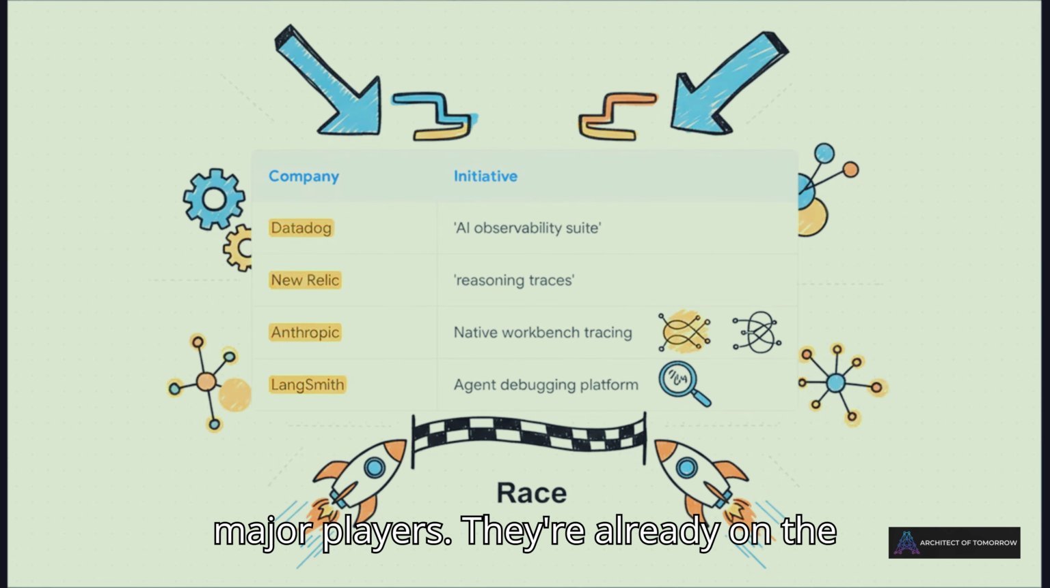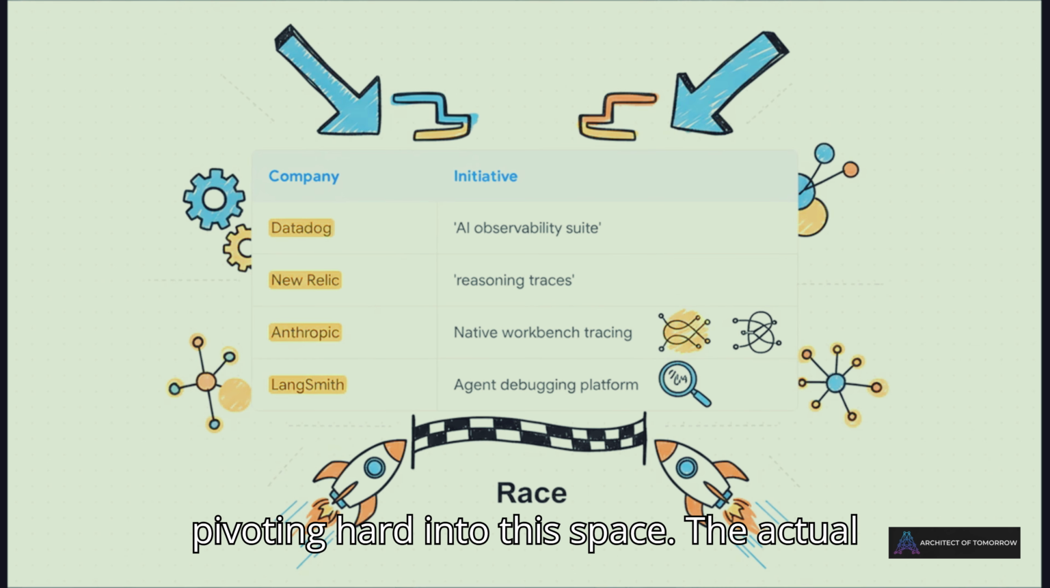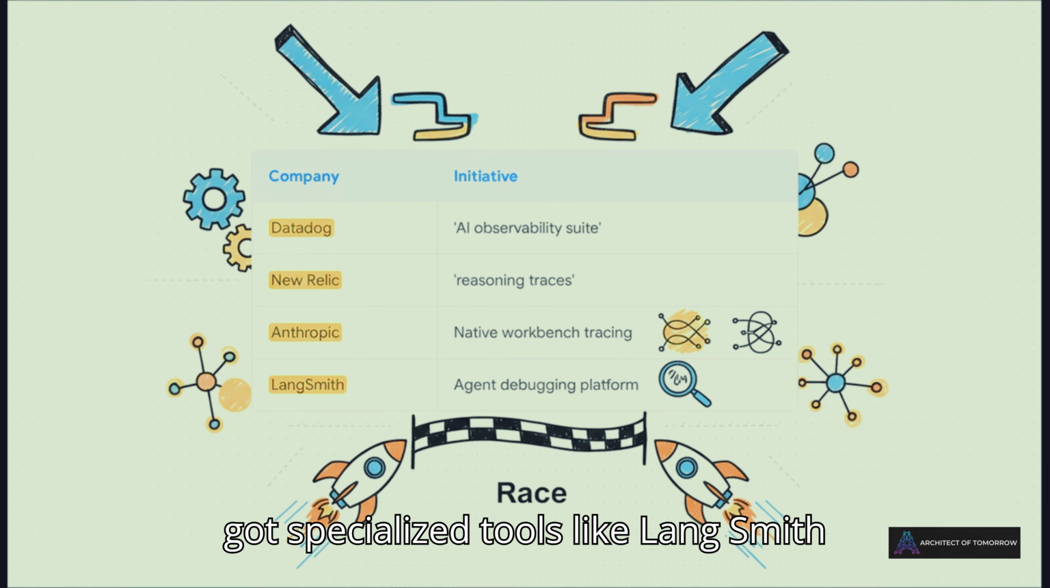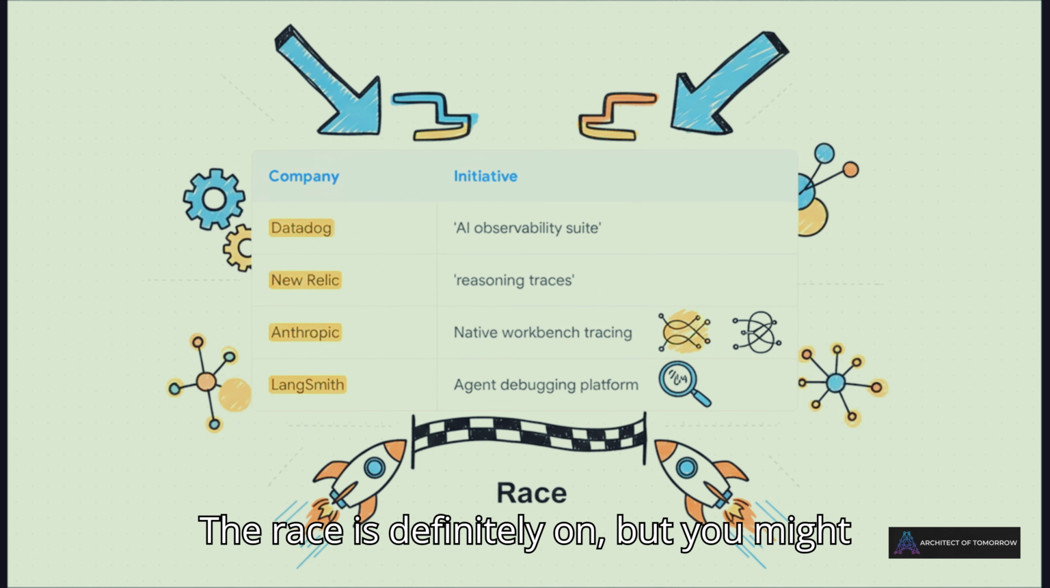And of course, the major players are already on the move. Datadog, New Relic, the giants of the old observability world. They're pivoting hard into this space. The actual AI companies like Anthropic are building this stuff in from day one. And you've got specialized tools like LangSmith popping up to focus only on this problem. The race is definitely on.